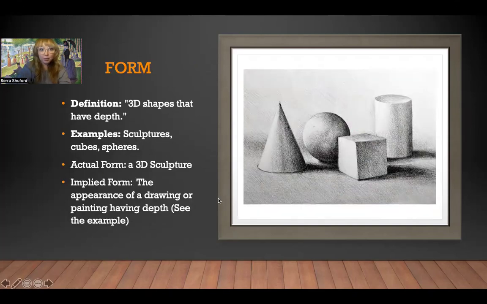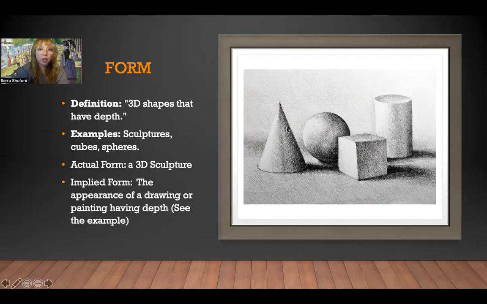And then our last element for this video is going to be form. And form is 3D shapes that have depth to them. So they have height, width, and depth, three components to them, whereas shape just has height and width. And some examples, real form is found in sculptures and architecture, but we also have implied form as well. So actual form is a 3D sculpture or an architectural piece, but implied form is the appearance of a drawing or painting having depth. And you can see this in this example here.